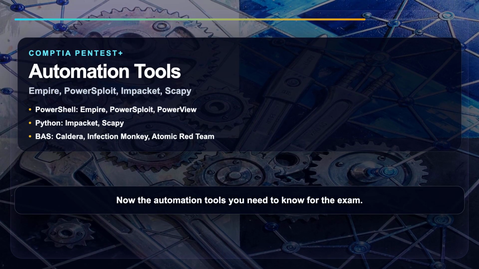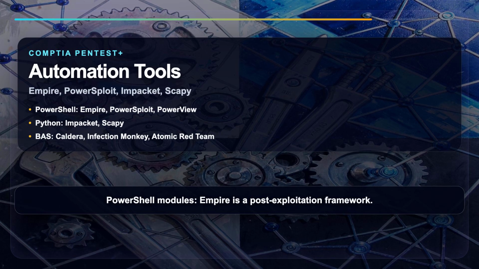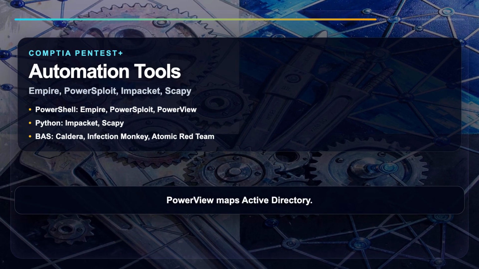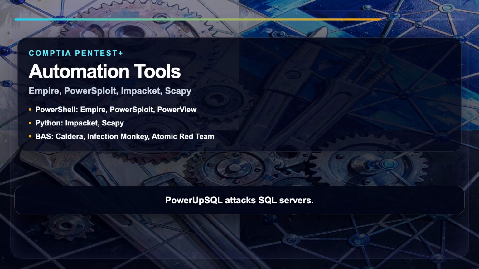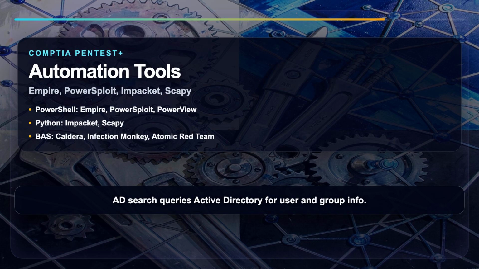Now the automation tools you need to know for the exam. PowerShell modules. Empire is a post-exploitation framework. PowerSploit is a collection of pentest scripts. PowerView maps Active Directory. PowerUpSQL attacks SQL servers. AD Search queries Active Directory for user and group info.